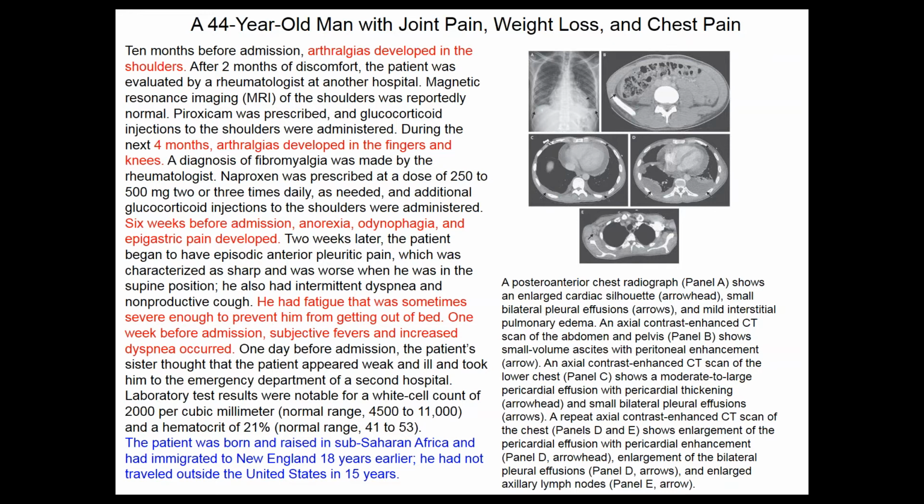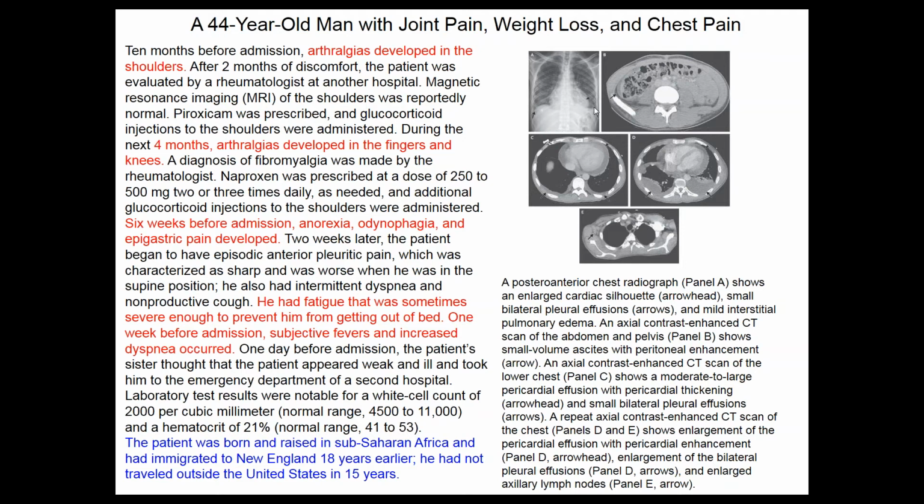and we learn that he was born and raised in sub-Saharan Africa and had emigrated to New England 18 years earlier. And had not traveled outside of the United States. There was no knowledge of his having been exposed to tuberculosis, and he didn't have AIDS. So if we look at his chest x-ray, he's got cardiomegaly.